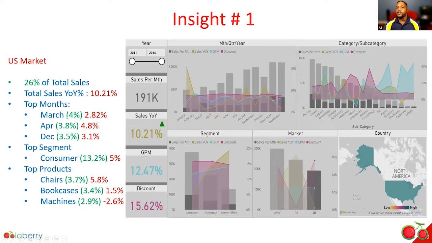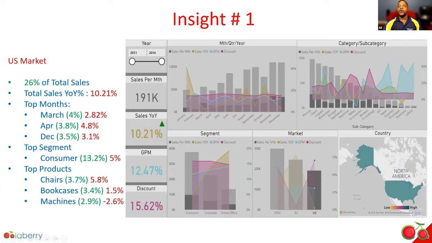Okay, the first number is what percentage of total sales is this? And then what is the year over year? In March, the US market only has a year over year of 2.82. The average is around 13%. So with the 2.82, we have an ability to raise more. The top segment, consumer, is 13% of sales, yet we only have a 5% year over year.